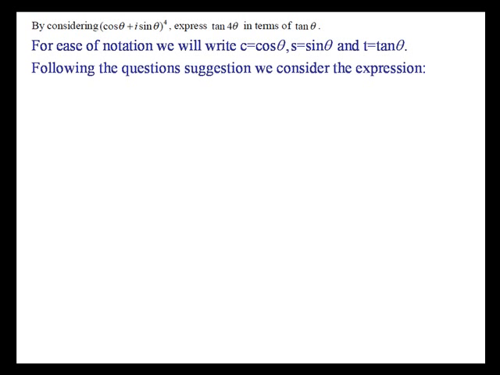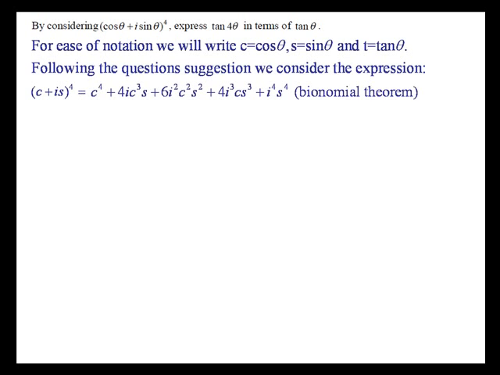Now the question suggests using (cos theta + i sin theta) all to the power of 4 and investigating what will happen with this expression. So that's the first point I'm going to consider: (C + iS)^4. Now I'm going to use the binomial theorem to expand this particular bracket, and if I do that I get this expression here.